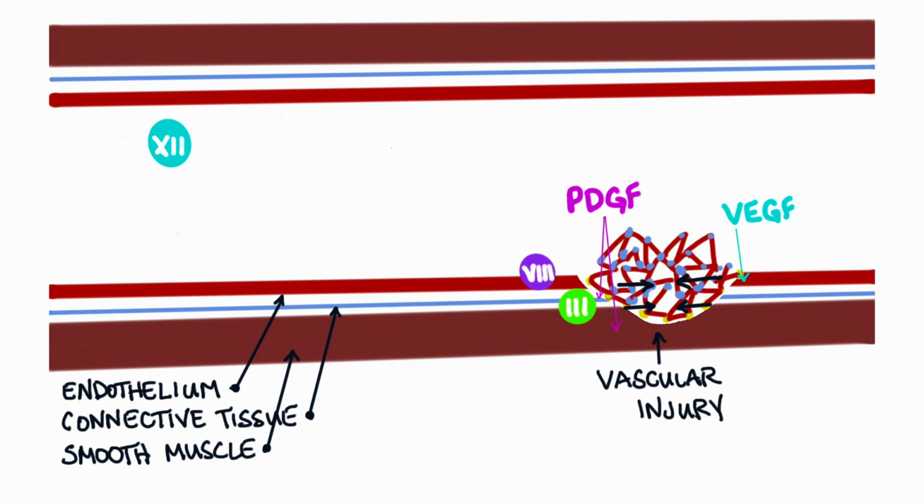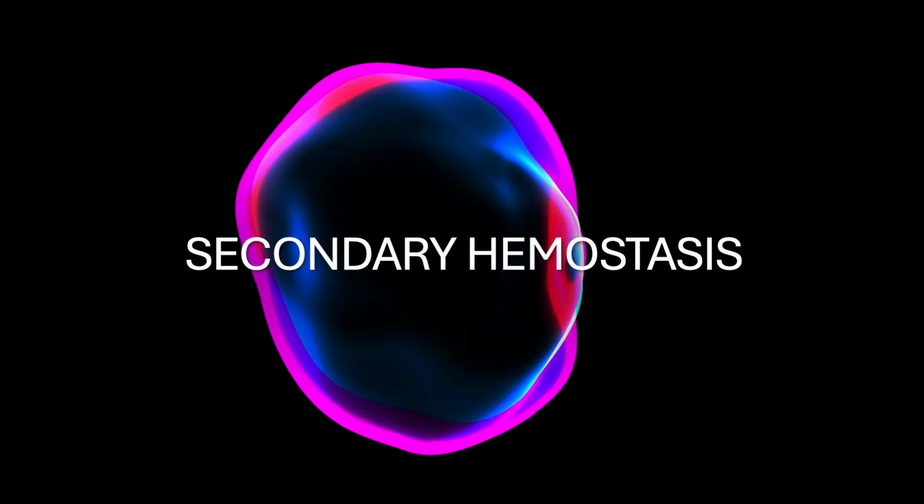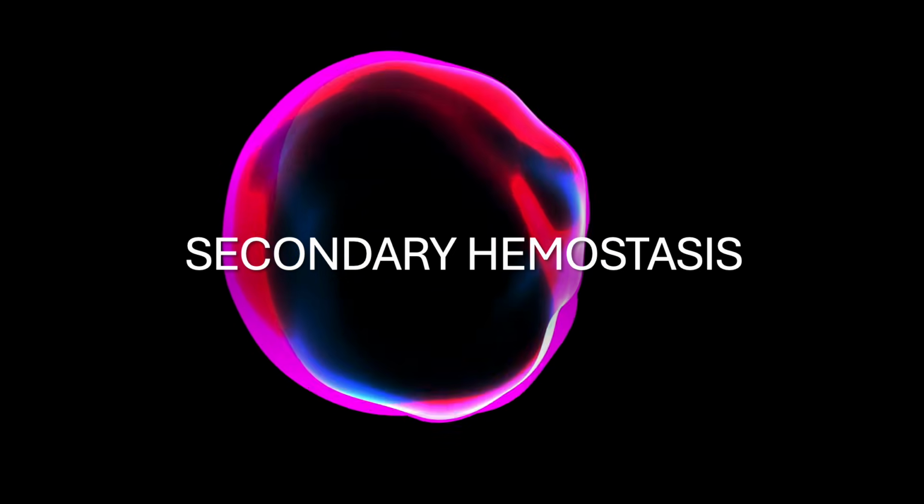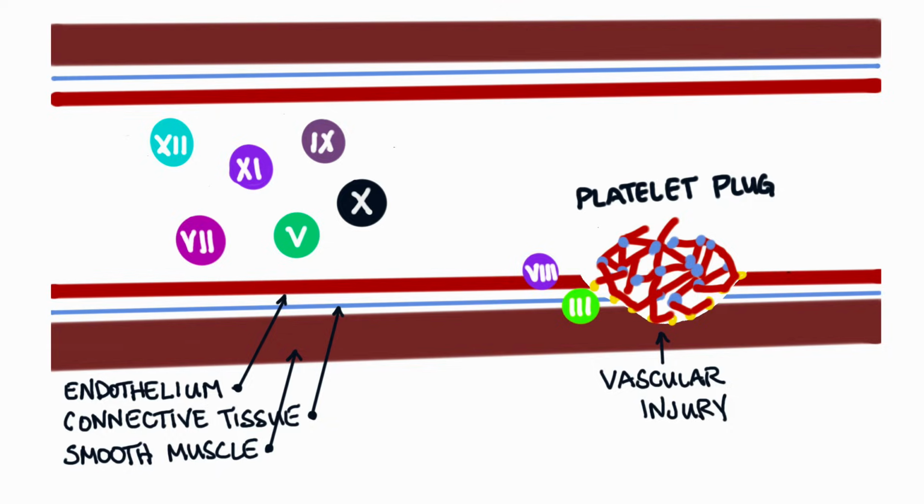Let's move on to secondary hemostasis. It's time to reinforce the platelet plug. Most clotting factors are made in the liver, and they circulate inactive in the blood. The exceptions include factor 8, which is made by endothelial cells, and factor 3, or tissue factor, which is made by fibroblasts.